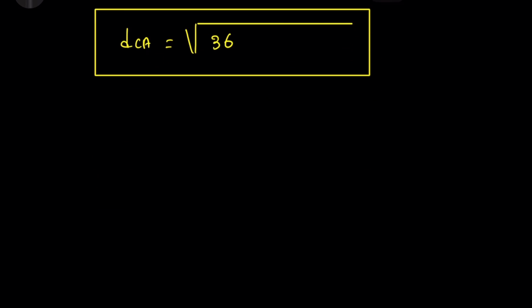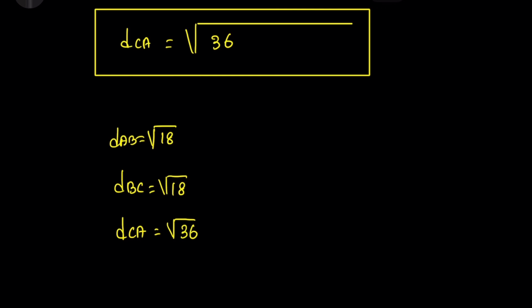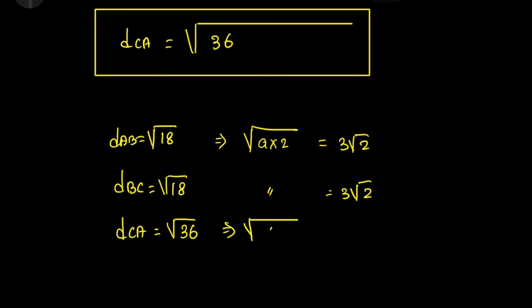So now check. DAB is equal to root 18 and DBC is equal to root 18. DCA is equal to root 36. So now check. Root of 18 we can write as 9 times 2, and it is equal to 3 root 2. The same way here also. Then root 36, it's a familiar one, just like 6.